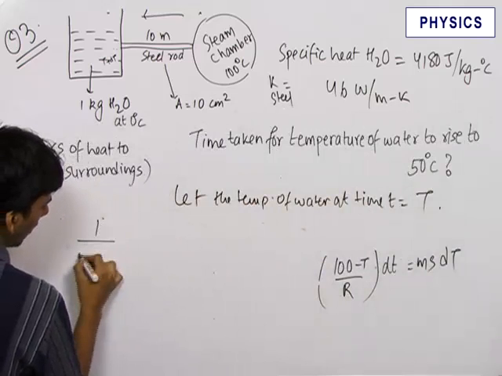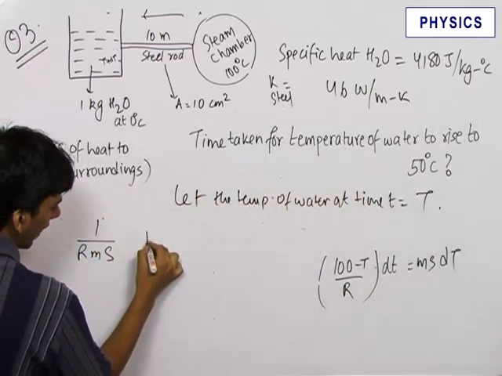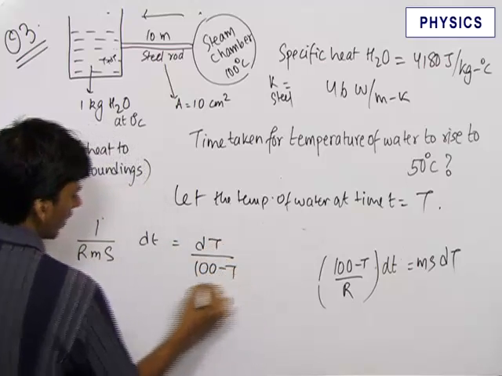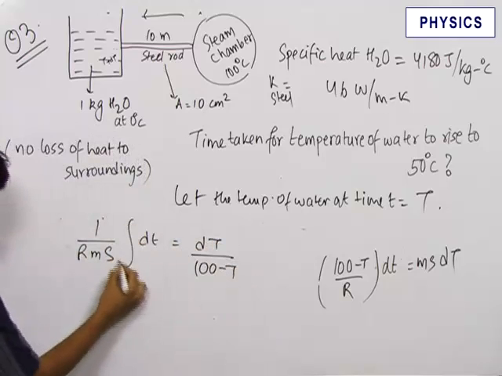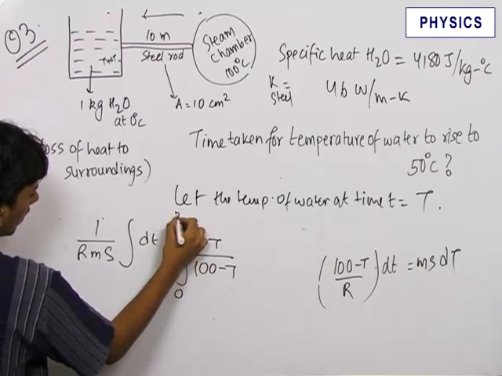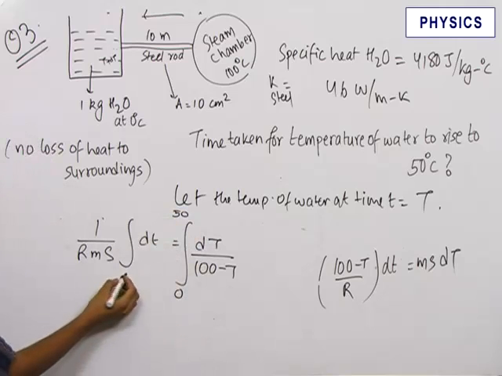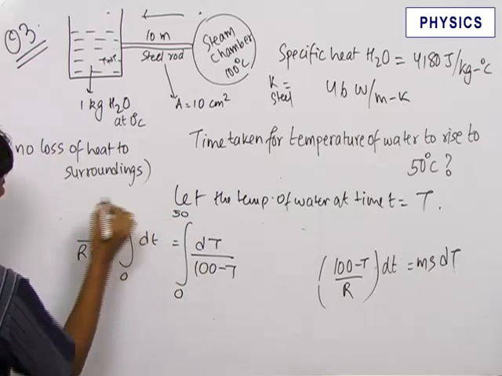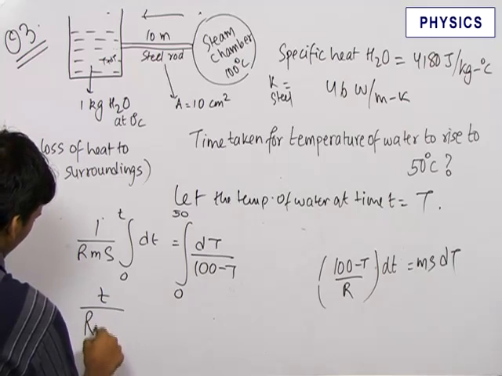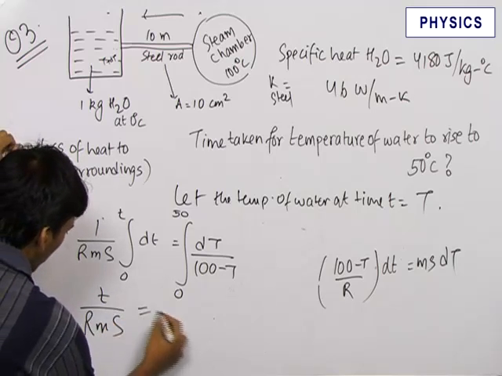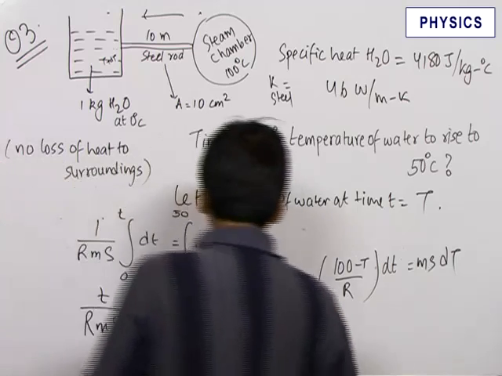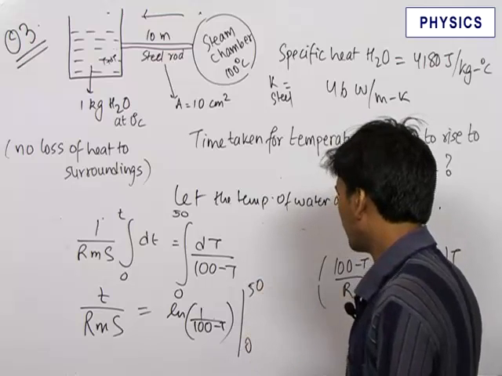Now this can be written as 1 upon Rms into dt is equal to dT upon 100 minus T. This is small dt, this is capital dT. We integrate both of these. The temperature rises from 0 degrees Celsius to 50 degrees Celsius and the time taken is 0 to t. Therefore we can write t upon Rms is equal to ln of 1 upon 100 minus T, and the limits are 0 to 50.